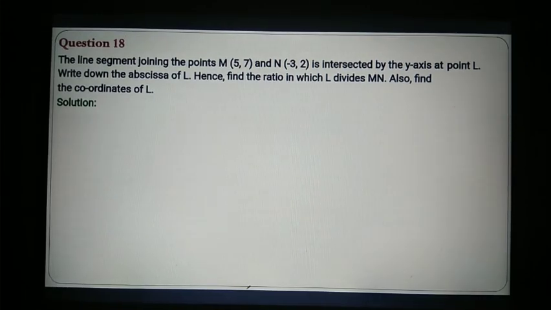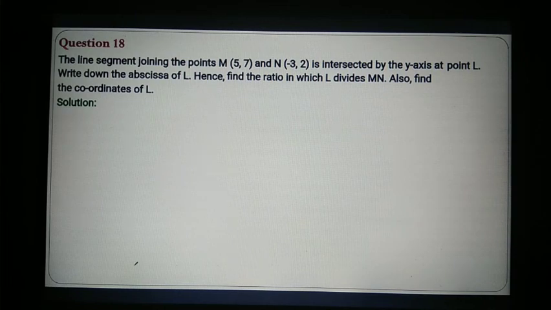Okay, let's have a look at question 18. The line segment joining the points M, that is 5, 7, and N, that is minus 3, 2, is intersected by the y-axis at point L. Now write down the abscissa of L. Also find the ratio in which L divides line MN. Also find the coordinates of L. So there are many parts here, but the question is a bit easy only.